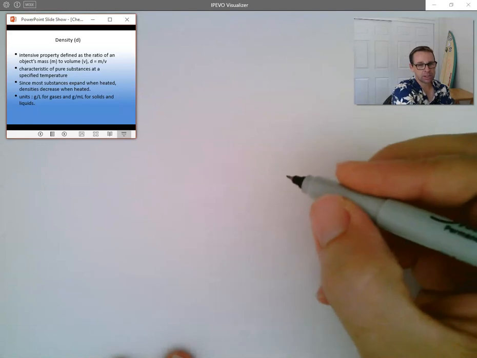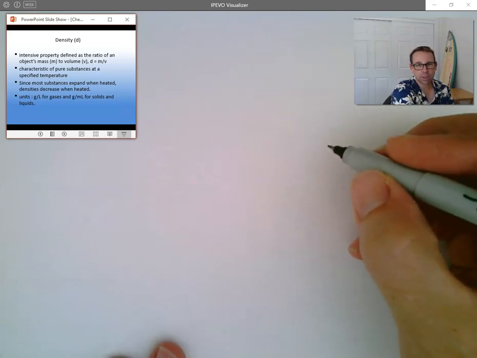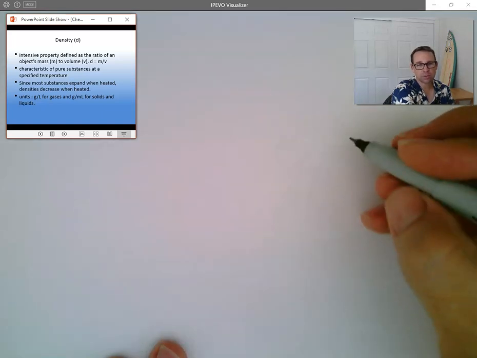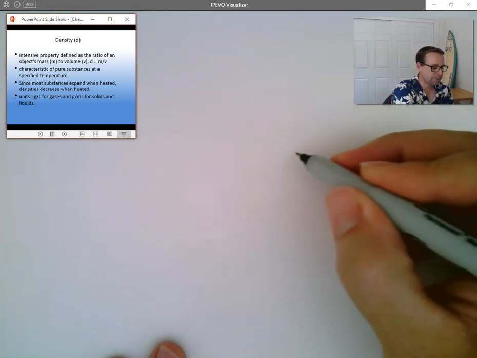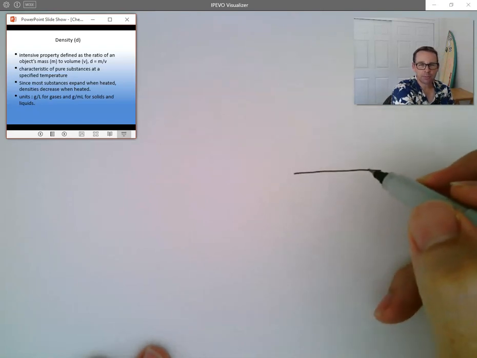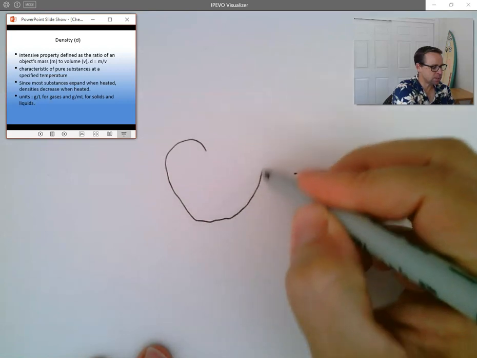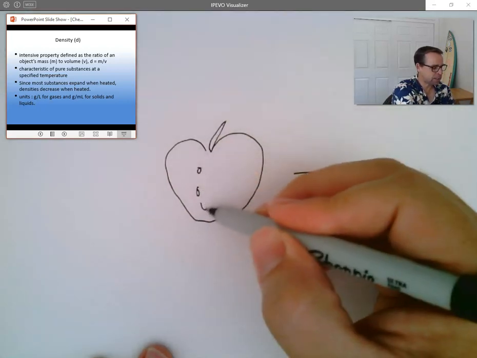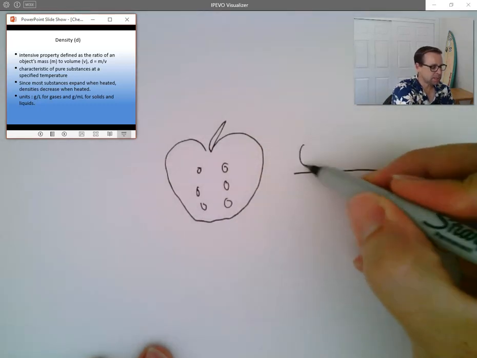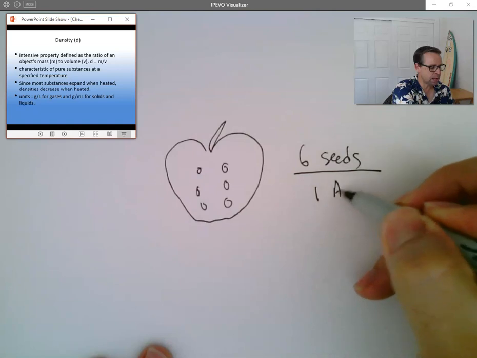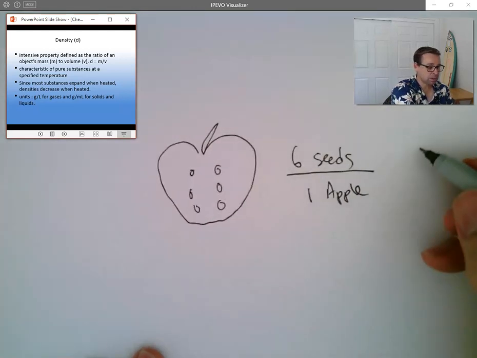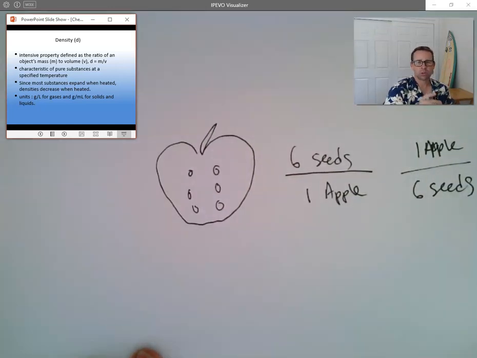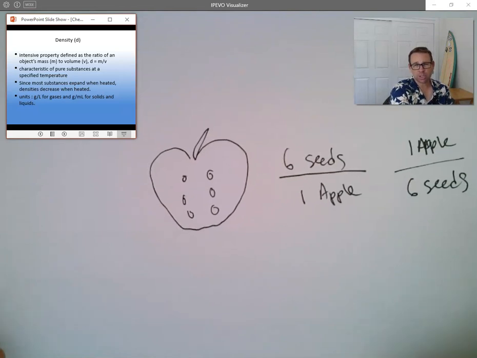A conversion factor is something that tells us the relationship between two properties or two materials or two things, and the material or the property or the information on the top of the fraction is the same as the information on the bottom of the fraction. So our example that we've used lots is the apple. If each apple has a certain number of seeds, then I can say that there's 6 seeds per single apple, right? And that's an example of a conversion factor, which can be written more than one way. One apple contains 6 seeds, right?